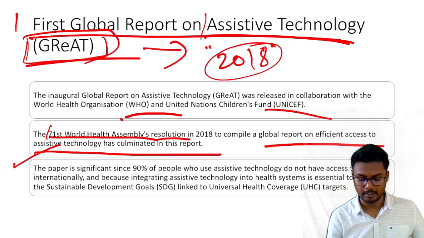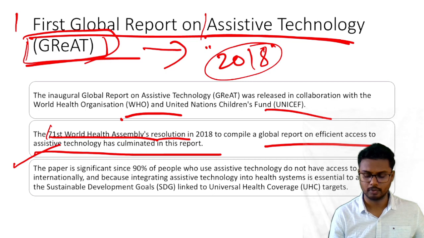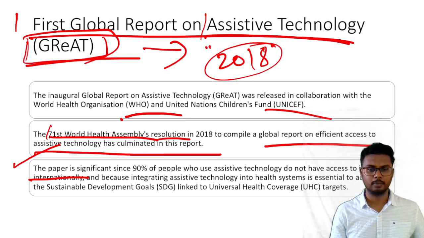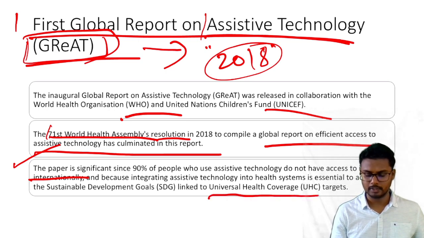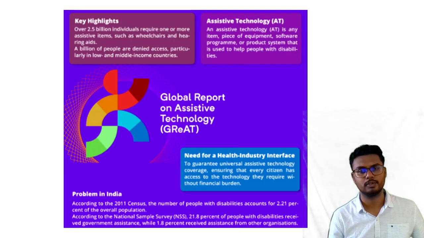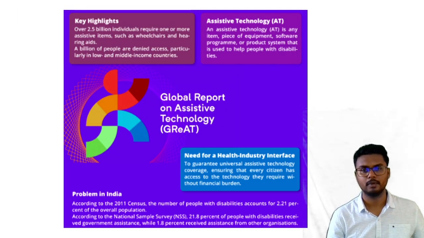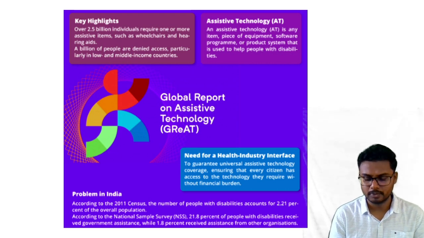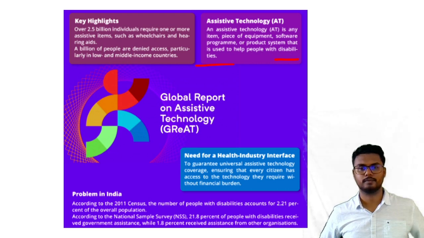It says 90% of the people who use assistive technology do not have access to it internationally, and integrating assistive technology into health systems is essential to achieving the sustainable development goals linked to universal health coverage targets. What then is assistive technology? So please remember, basically it's an item, a piece of equipment or a software program or even a product system that is used to help people with disabilities.